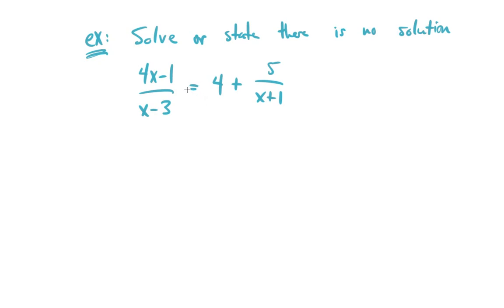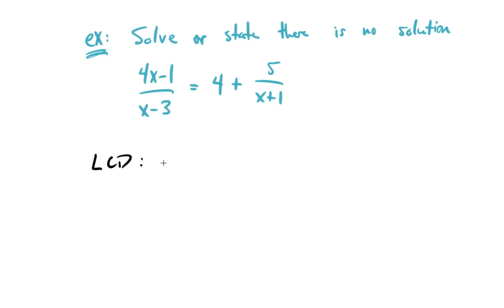So the first couple of steps to this problem are the same as in the last section. Specifically, we want to make sure that the numerator and denominator of every fraction is factored. And it is in this case. All of these numerators and denominators are completely factored. And then the second step is we want to find the least common denominator.